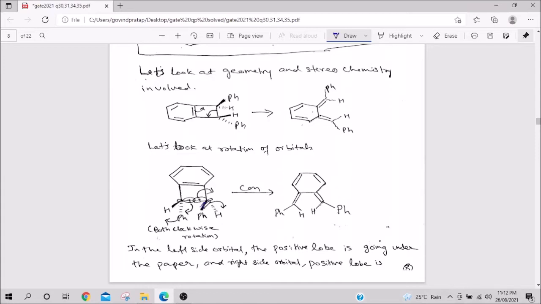Now you are rotating clockwise. This is towards you and you are pushing it like this, because this whole orbital is moving out. So this H comes to this side, whereas this H comes to this side. Here also you are rotating clockwise, like this. What is towards you goes towards the right side, and what is away from you goes towards the left side. Use your thumb and index finger and try to figure it out.